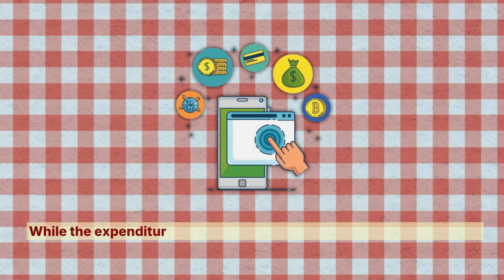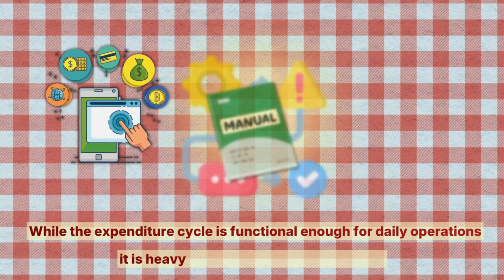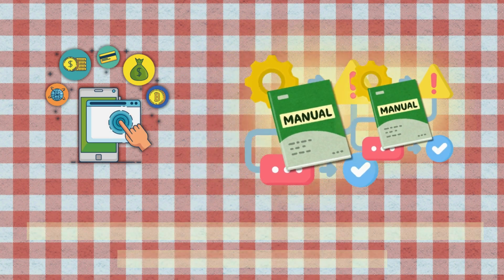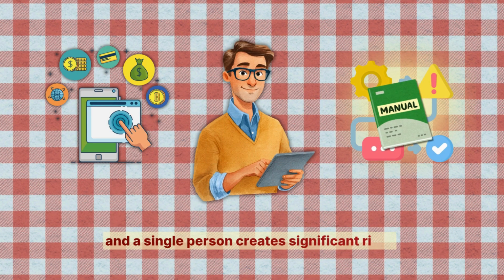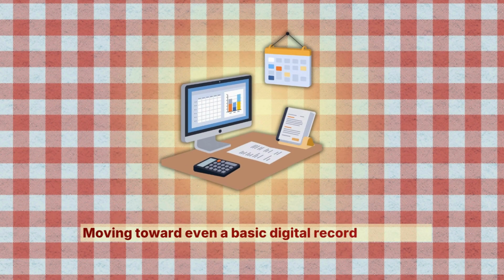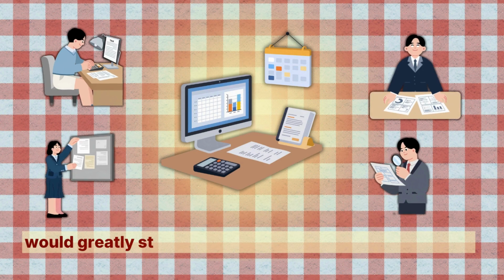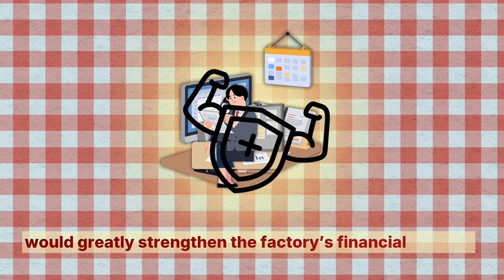While the expenditure cycle is functional enough for daily operation, its heavy reliance on manual processes and a single person creates significant risk of fraud, data loss, and supply disruption. Moving toward even a basic digital recording system and clearer separation of duties will greatly strengthen the factory's financial control.